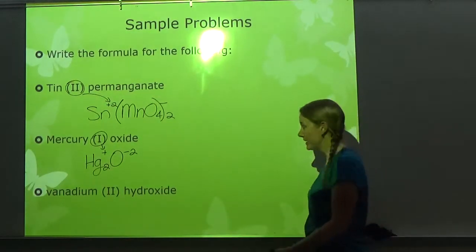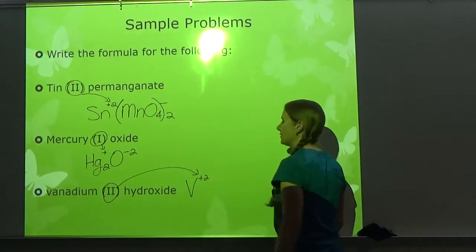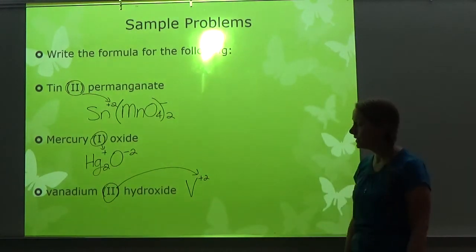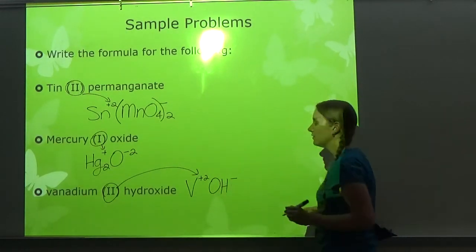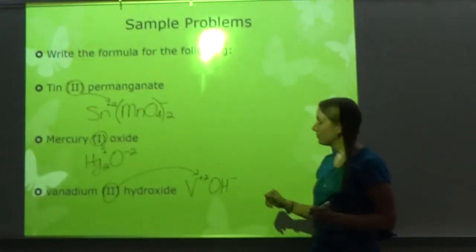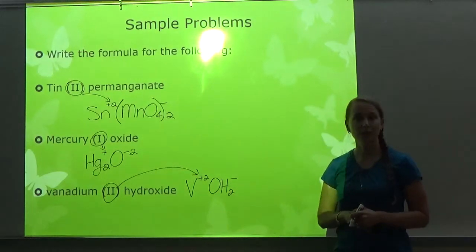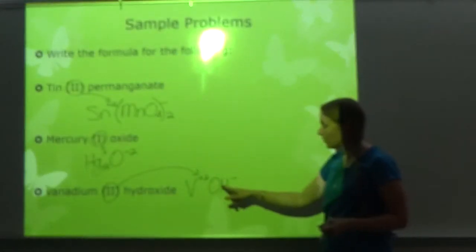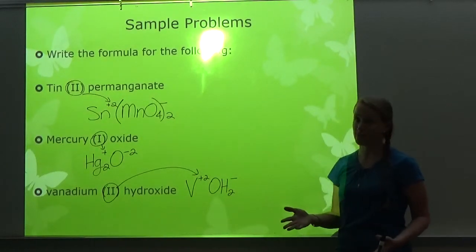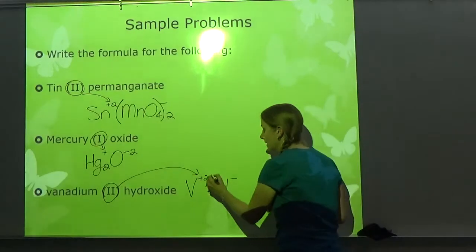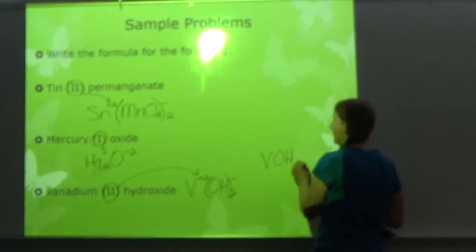So vanadium is V. The 2 is the charge. So it's vanadium with a +2 charge. Hydroxide is on your polyatomic ion sheet. It's OH with a -1 charge. +2 and -1 don't cancel, so I need to cross the 2. So a lot of you give me this right here. The problem is OH is a polyatomic ion, so it doesn't matter that it doesn't already have a subscript. It still needs parentheses.